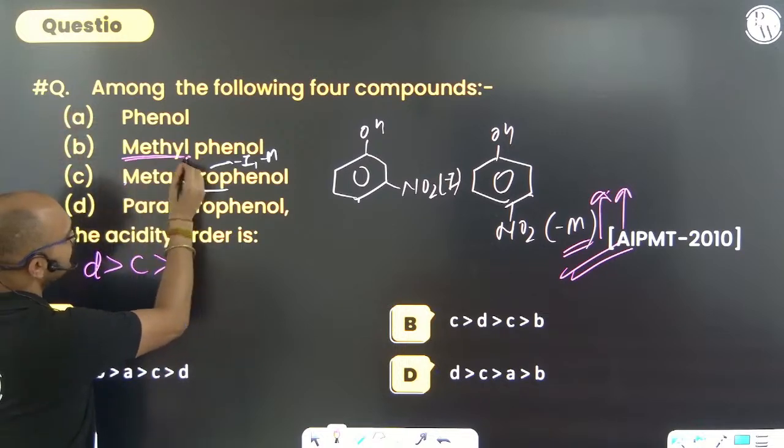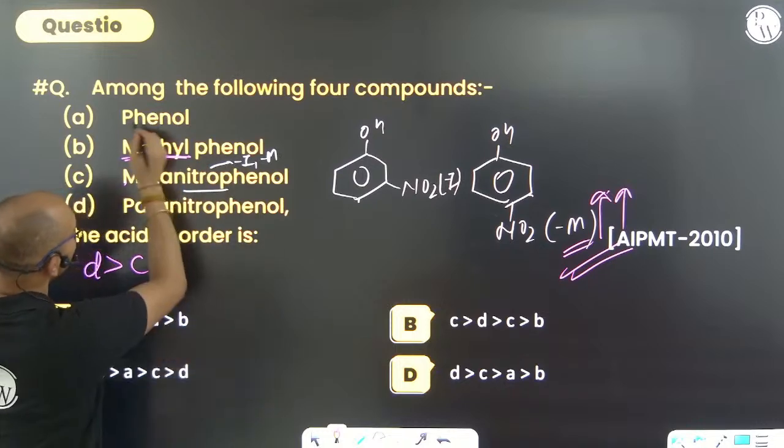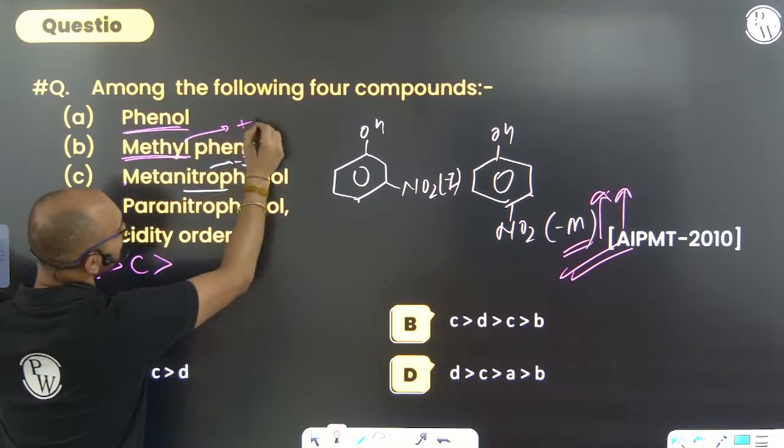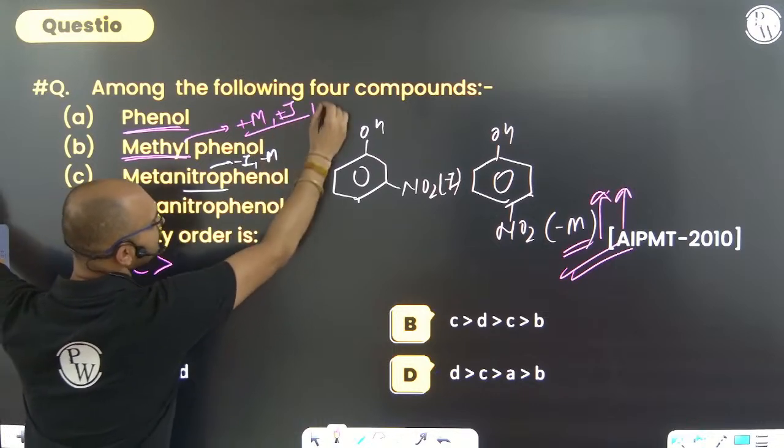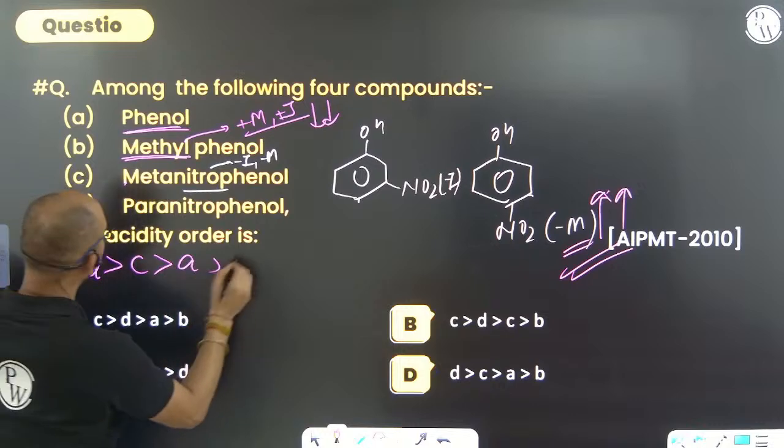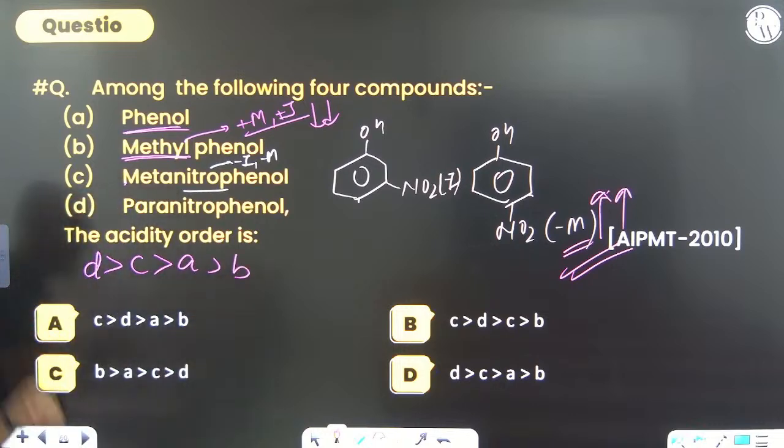Methyl will decrease the acidic strength of phenol, because here it is plus M and plus I. So forget about it, it will decrease the acidic strength. Then A and then B. So DCAB, option D.